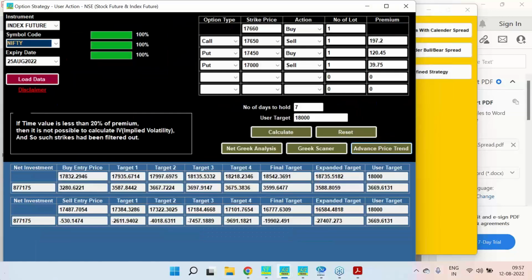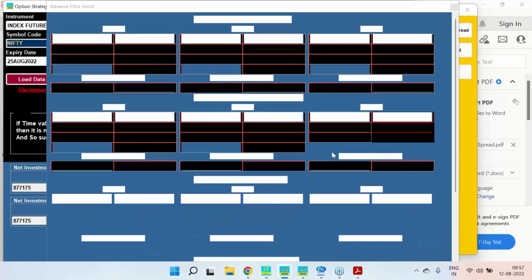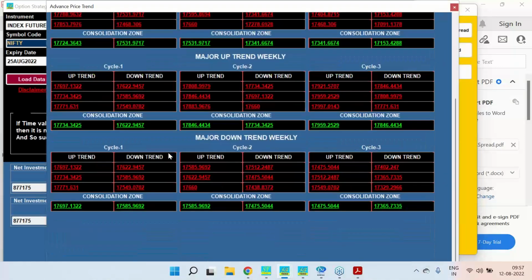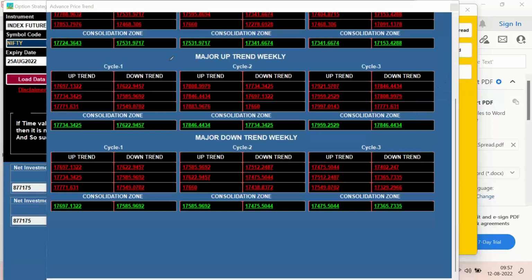So this particular tool has a feature to give you monthly uptrends, monthly downtrends, weekly uptrends and downtrends. So you can say that there are two classifications. Either the market will be up, or the market will be down, or the market will consolidate. So these are the three actions the market can show. The market can go up, rise, or the market can fall, or the market can consolidate. Beyond these three, there is no fourth action by the market.